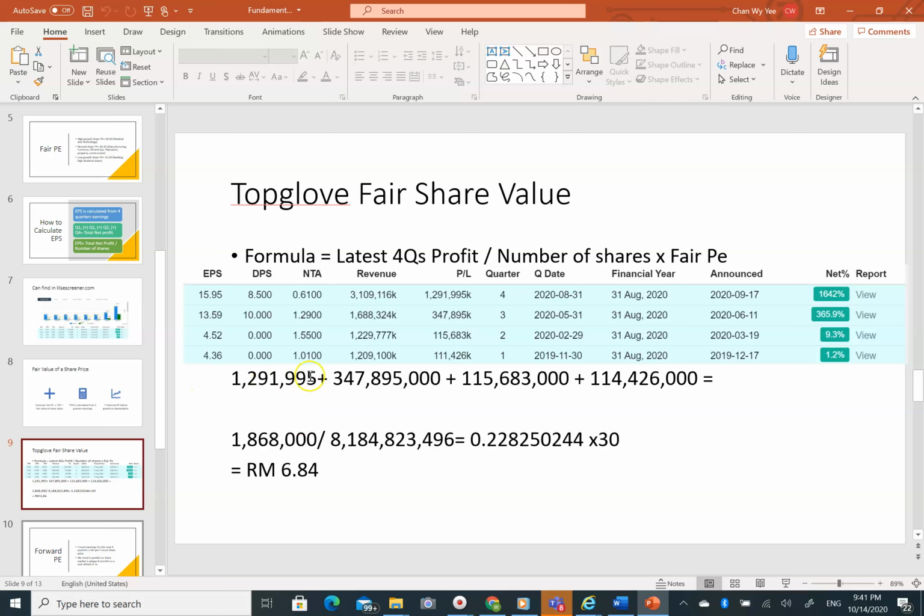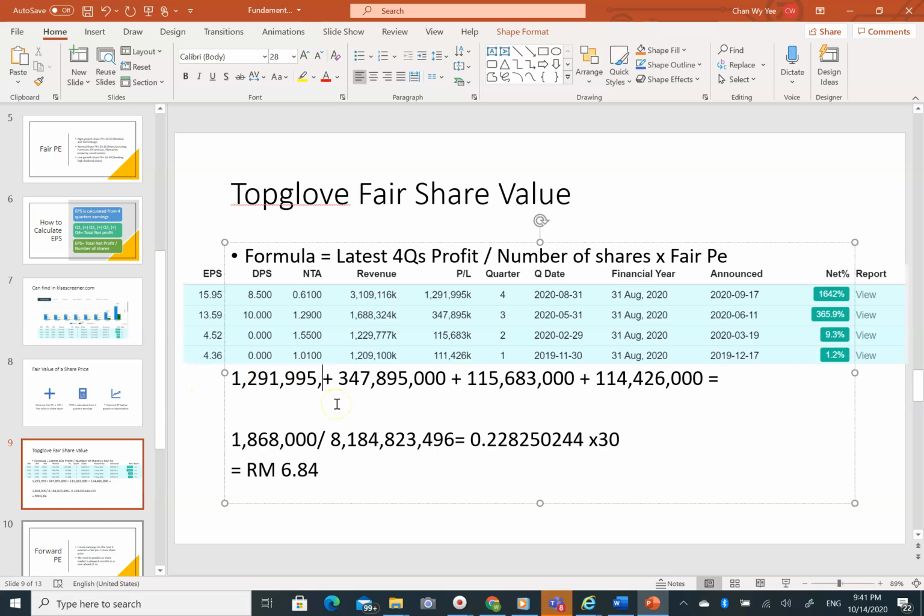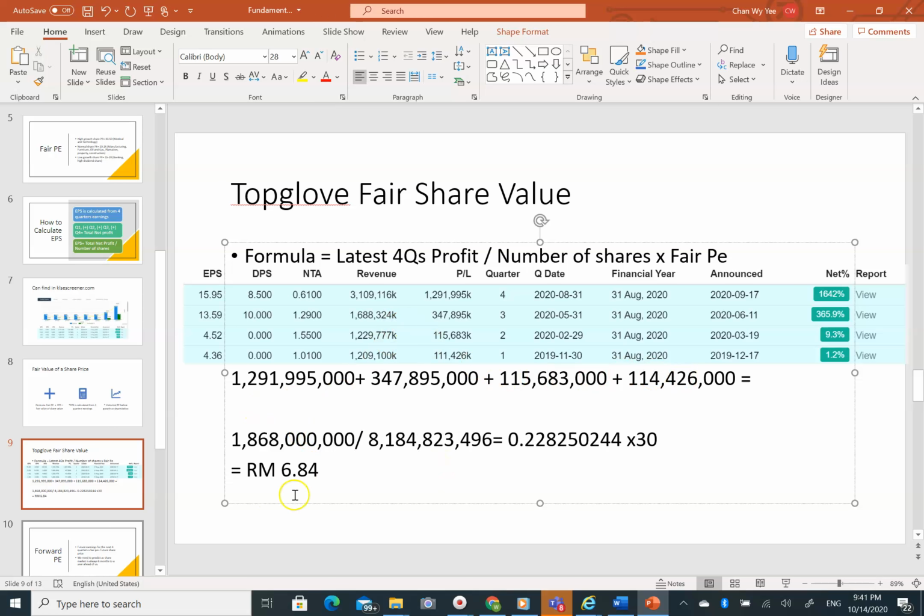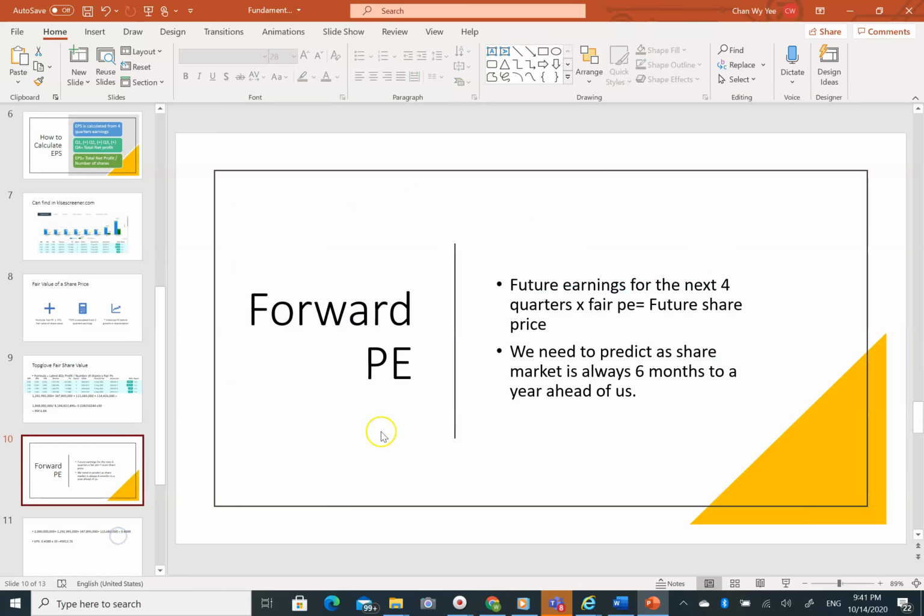Okay, so sorry, this is supposed to be billion. This one is million. Okay, that's correct. So this is supposed to be billion. So in total it is 6 ringgit 84 cents, the fair share value now. So how did Top Glove actually go from 6.84 to 9.48 now?